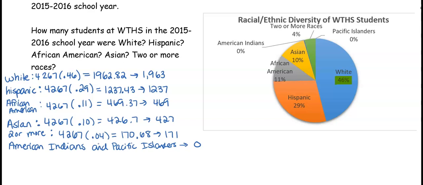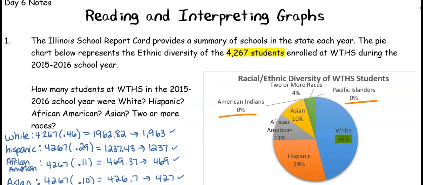171. And then our last 2 categories that we have listed here, we have American Indians and we have Pacific Islanders. There is 0%. During this school year, 2015-2016, there was 0, so we don't have any there. If we go ahead and find the total, we add up 1,963, 1,237, 469, 427, 171, we end up with 4,267.